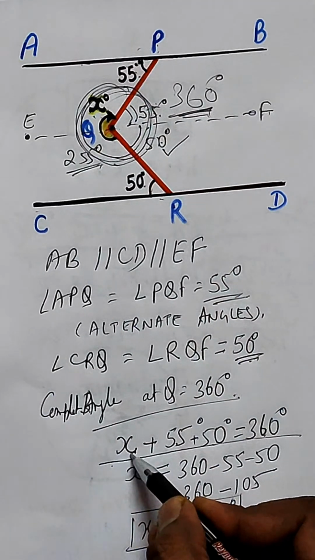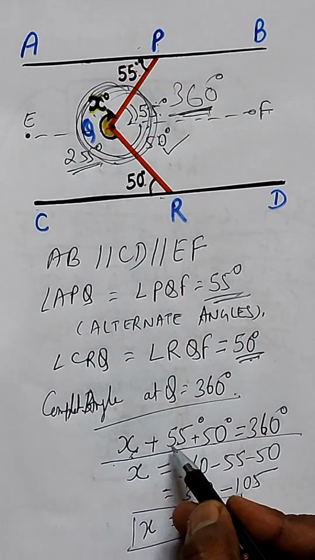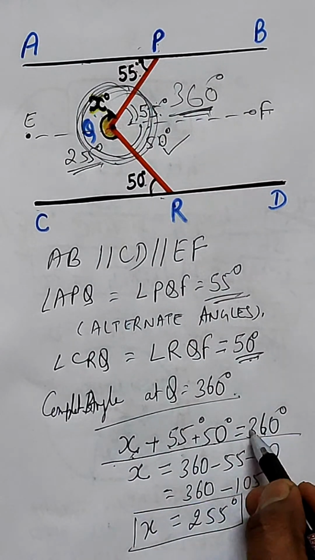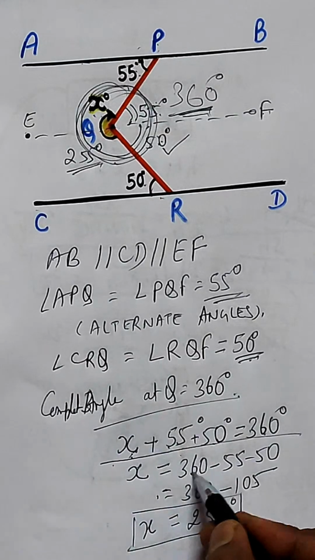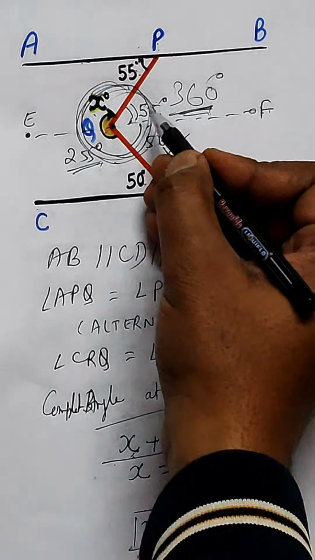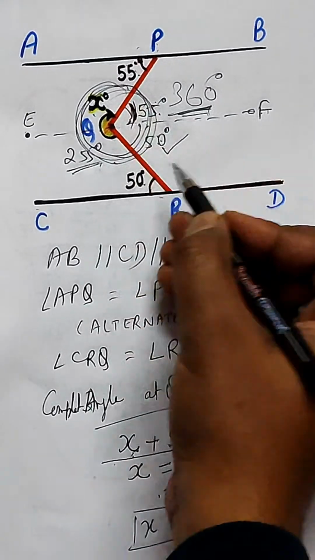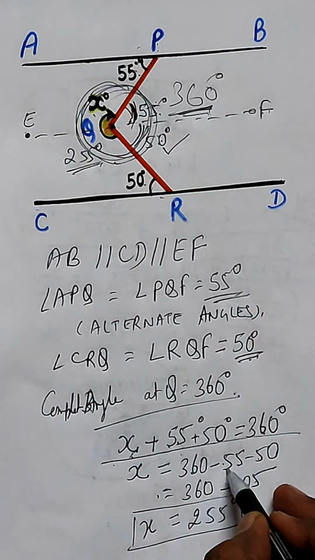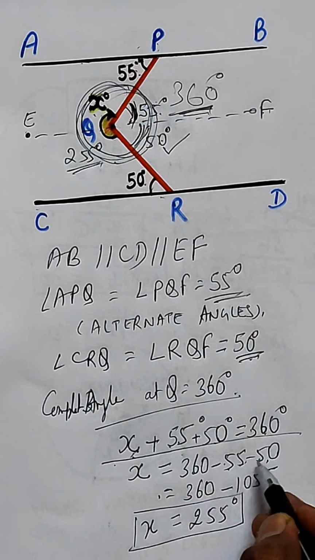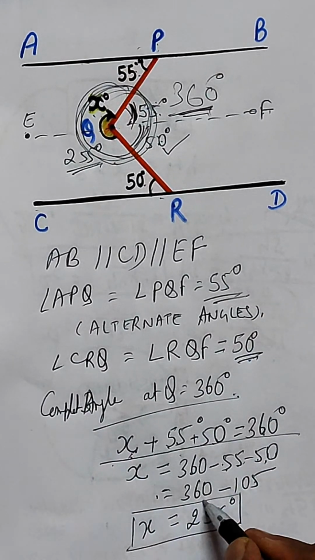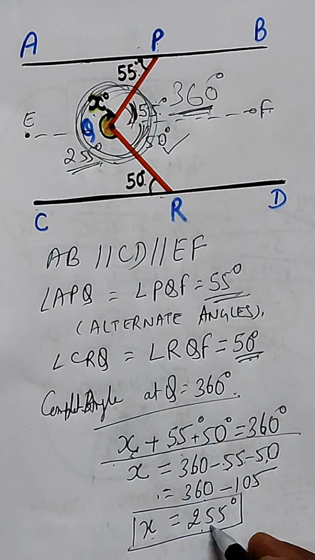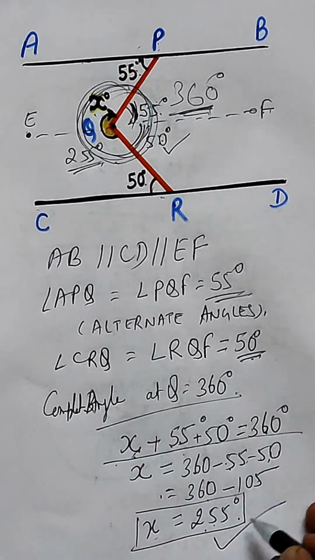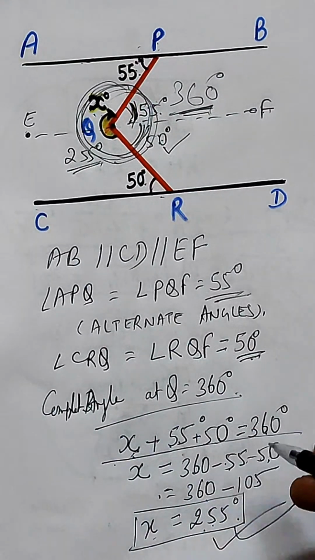So only one variable is with us, that is x, and putting in the rest of the values, we get the value of x as 360 minus 55 minus 50. Because we calculated this angle and this angle using the concept of alternate angles as 55 and 50, just subtract the sum of 55 and 50 from 360 to get the value of x as 255 degrees. In this way we solve such questions of lines and angles.